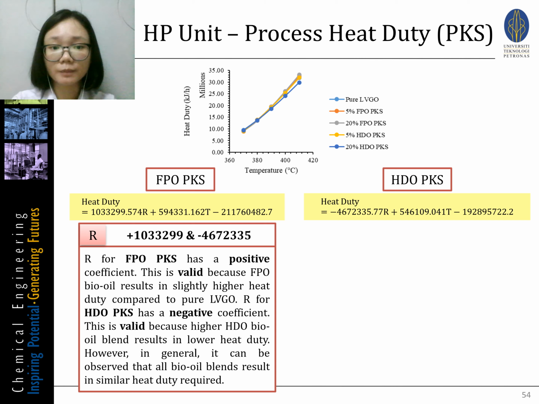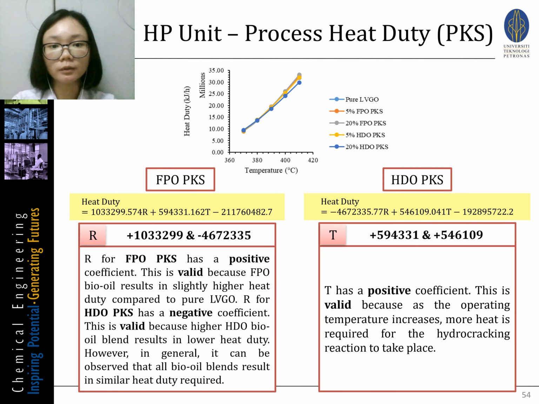However, in general, it can be said that all bulk oil blends result in similar heat duty required. As for the T variable, it is positive and it is valid since higher operating temperature means more heat is required.